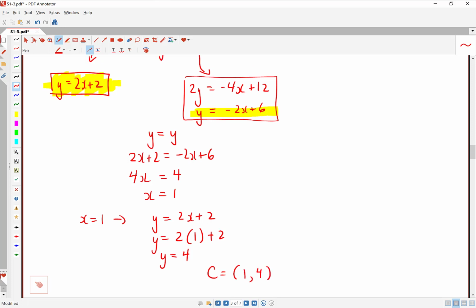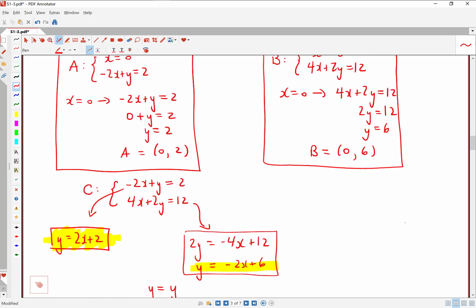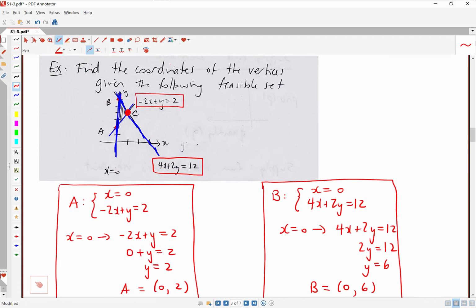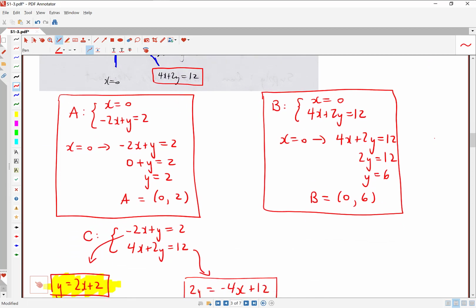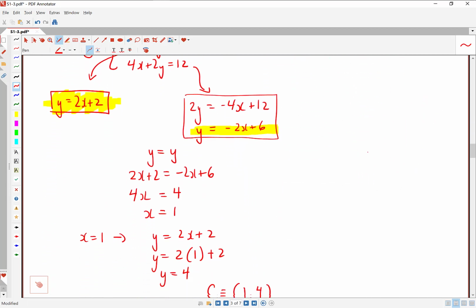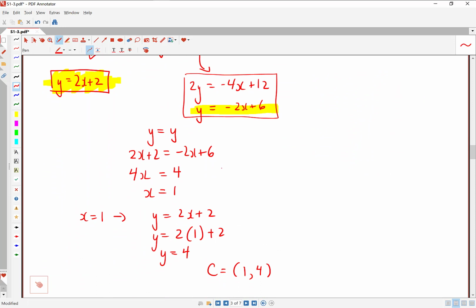So let's just scroll back to the problem. Remember, the question was asking, find the coordinates of the vertices of the following feasible set. So vertex A and B were relatively quick. Vertex C took a bit more work. So this idea of finding the vertices of the feasible set, that's something we're going to be using in chapter 2. So we'll just store those tools away for now.